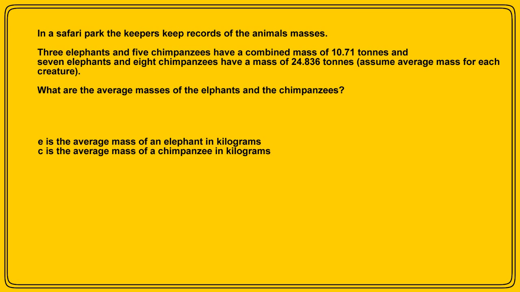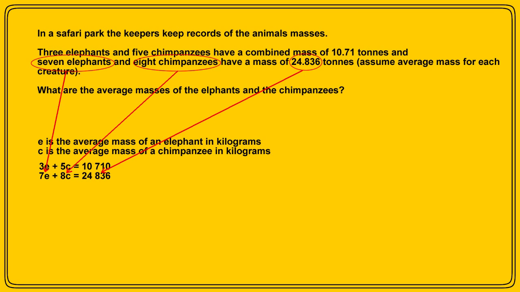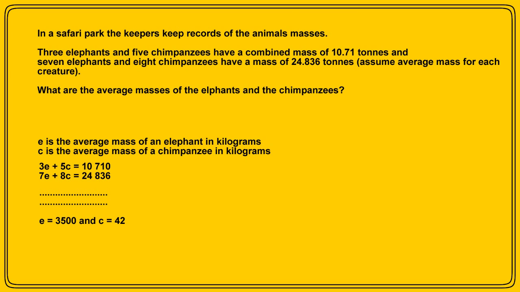So, extracting the information from the question, we can see that 3E plus 5C equals 10,710. That's changing the tonnes to kilograms as we go. And 7E plus 8C is 24,836. Now, when you solve these equations, you'll find that E is 3,500 and C is 42. Now, these are in kilograms, don't forget, so we must now write down the answer to the question.